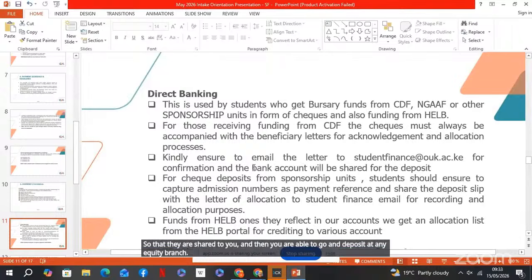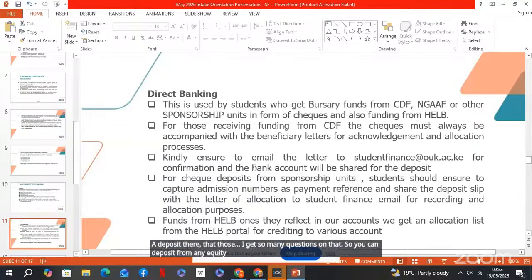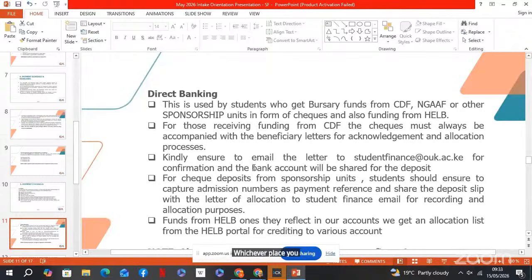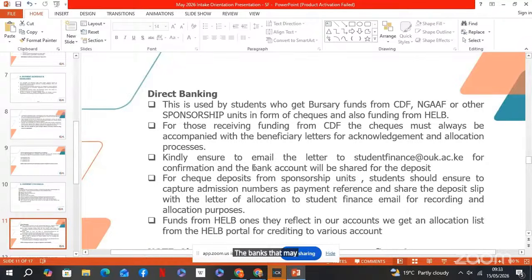It's not necessarily for you to come to Machakos Equity to deposit there. I get so many questions on that. So you can deposit from any Equity branch, even if you're in Kisii, even if you're in Kitui, whichever place you are, you can deposit from there. And if you encounter challenges, always give us a call so that we can communicate to the banks that may bring an issue, and then they are able to help you.